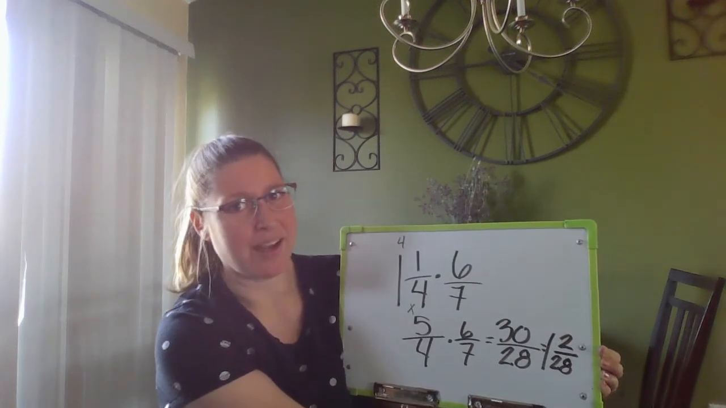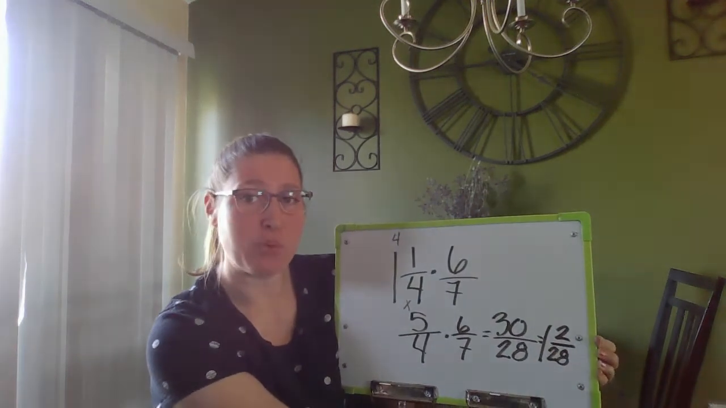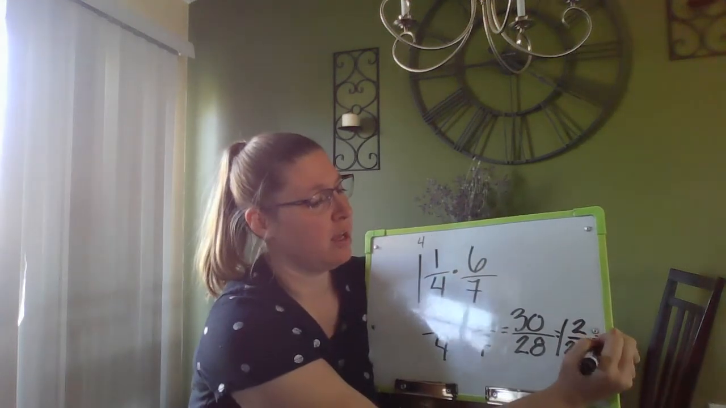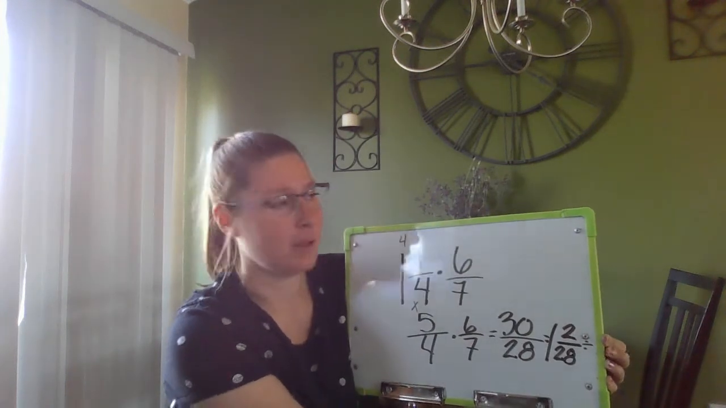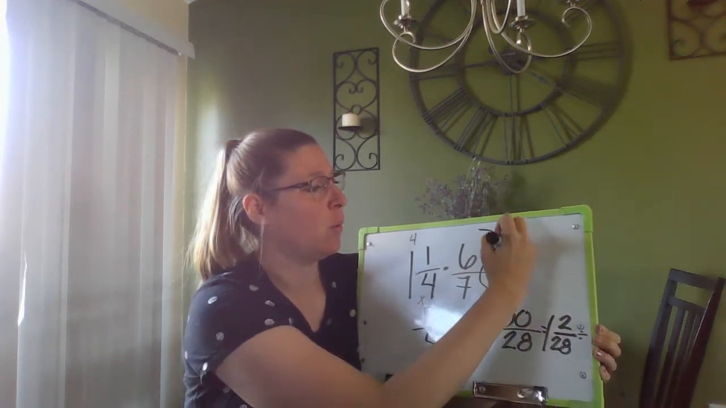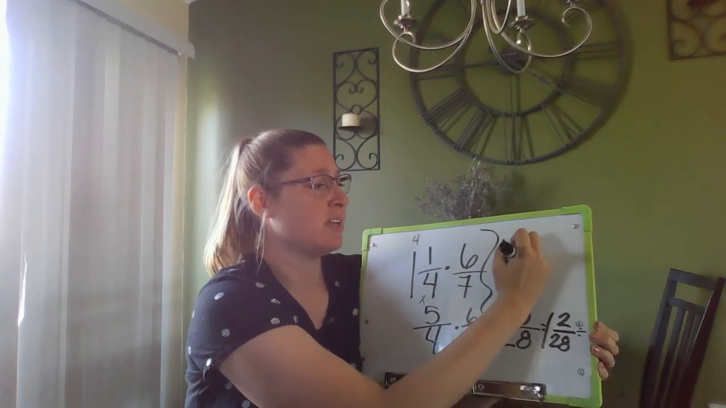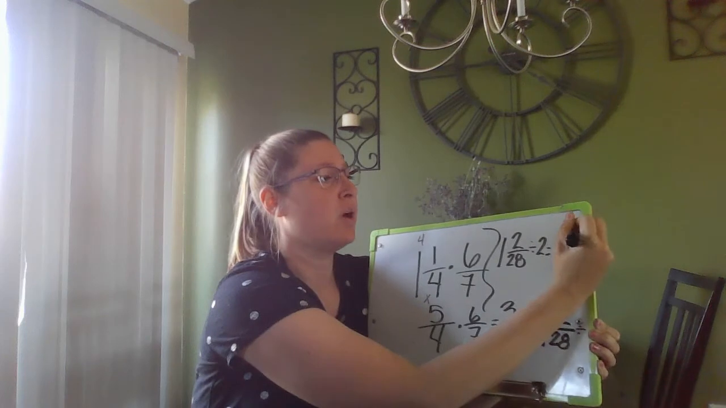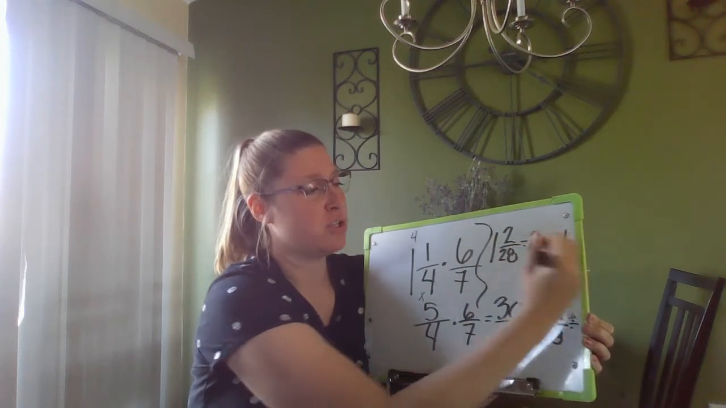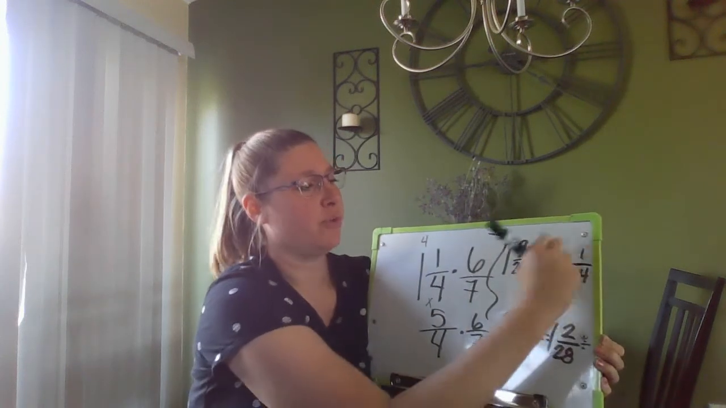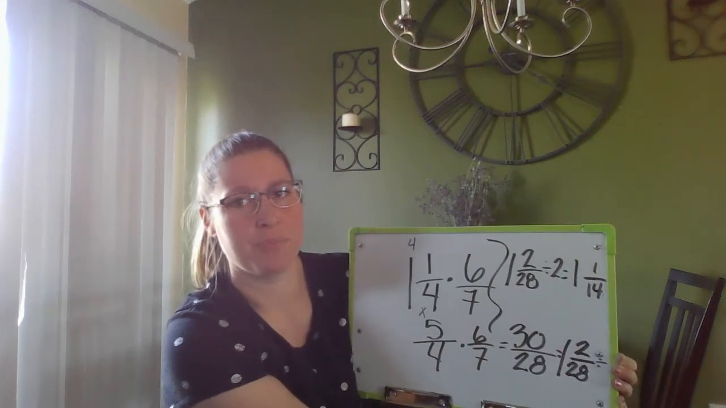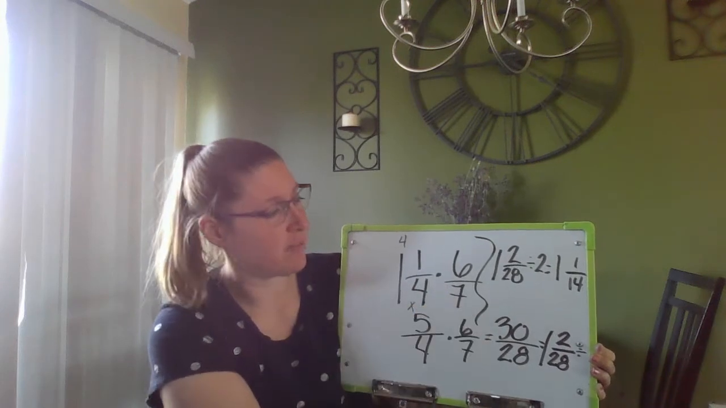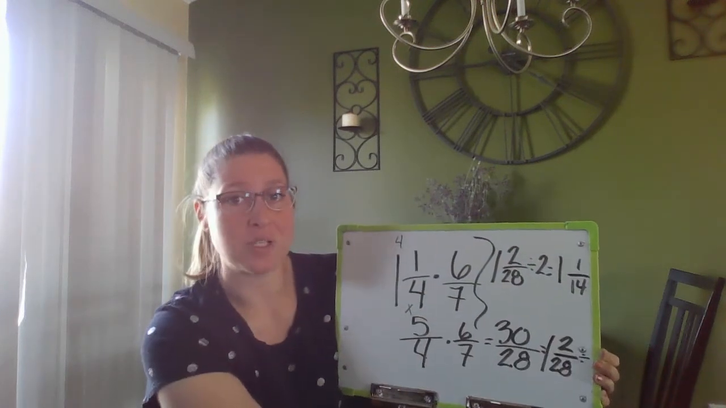But that's not simplified. 2 and 28 are both even. So I need to divide by 2. So I'm going to divide both numbers by 2. So 1 and 2/28. I'm going to divide by 2. 2 divided by 2 is 1. 28 divided by 2 is 14. And don't forget to bring over your whole number. So 1 1/4 times 6/7 is 1 1/14.